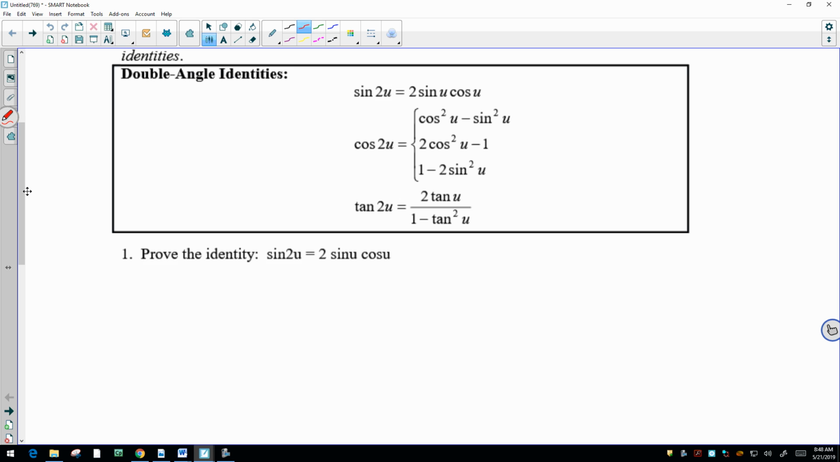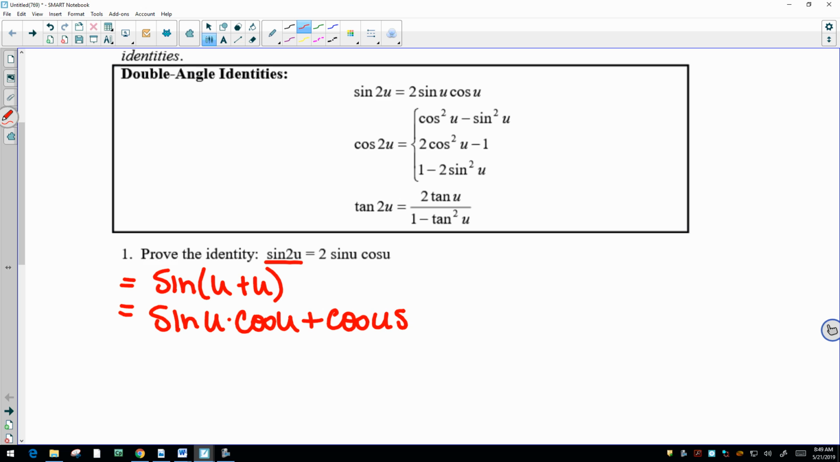And in order to do that, we have to go back to our sum and difference formulas, also on a formula sheet. But if I could take a look at sine of 2u, I can rewrite this as u plus u. That gets me 2u. That gets me that sum of a sine formula. And the sum of the sine formula would say sine of u times cosine of u. And then to that we're going to add cosine u sine u.